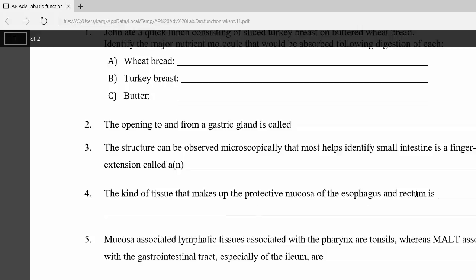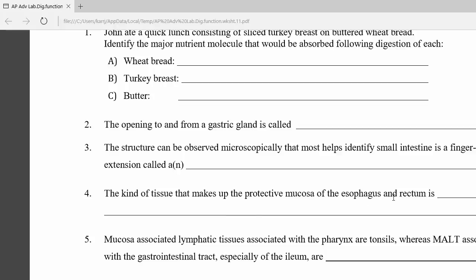So the esophagus and the rectum have abrasion occurring. If you have a hard stool that's passing through the rectum, it needs the same protection out of the mucosal wall as the esophagus does. So what type of tissue would we see in the rectum as well as the esophagus? Yep, stratified squamous epithelium.